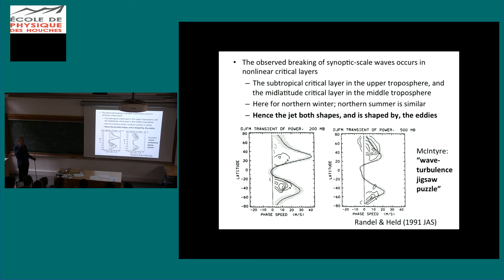And in the infinitesimal limit, they break at a critical line, but in the finite amplitude case, they're going to break before they get to the critical line, in a critical layer. So if you imagine a source region somewhere in here, then these are the waves that are breaking on the equatorward flank of the jet, and these are waves breaking on the poleward flank of the jet, so in fact the waves are breaking through a critical layer.